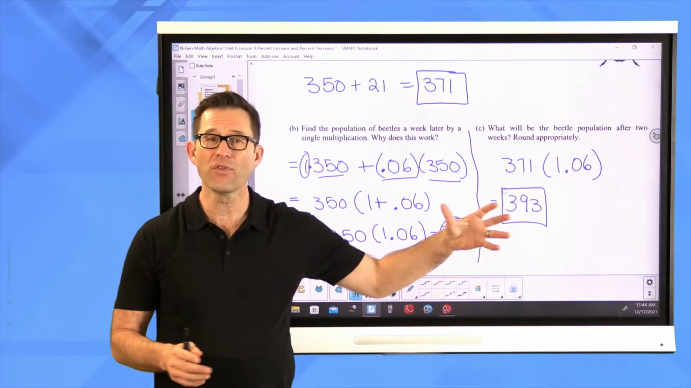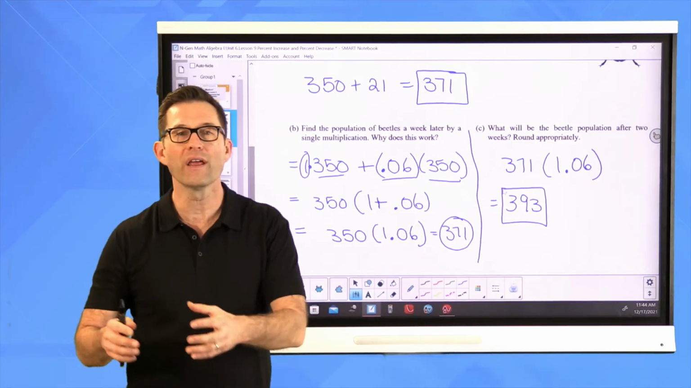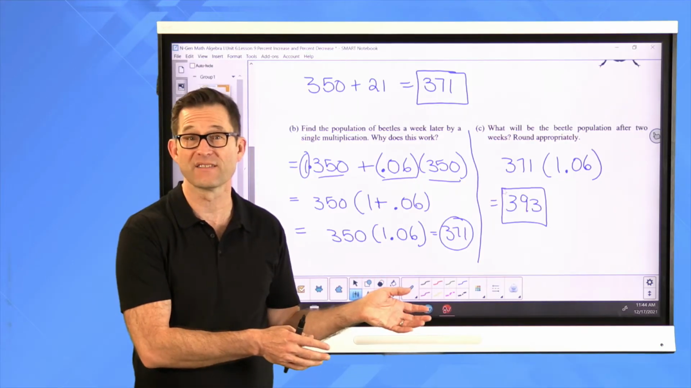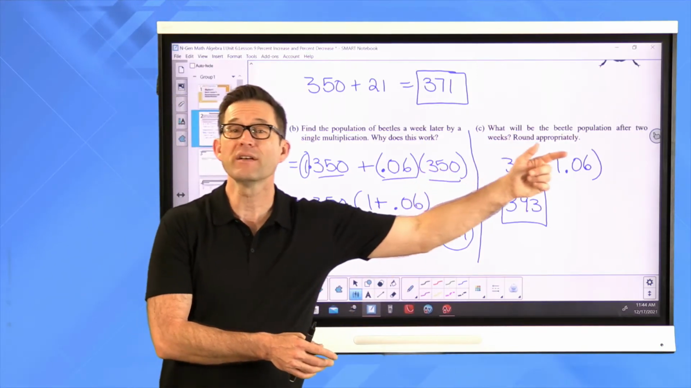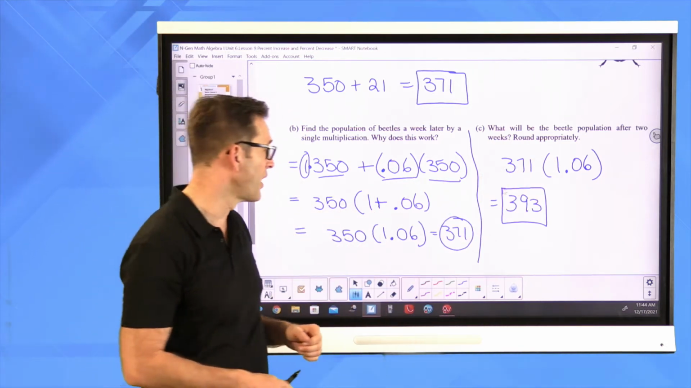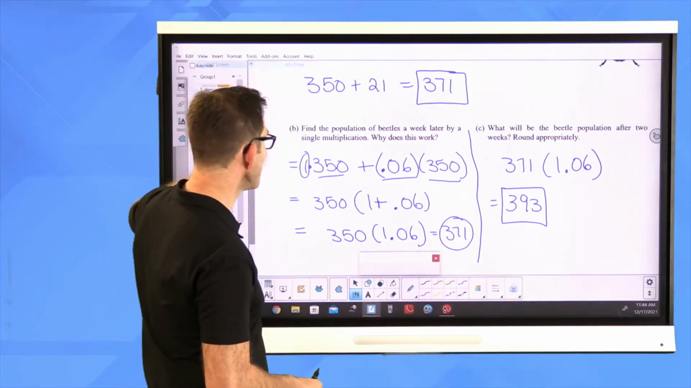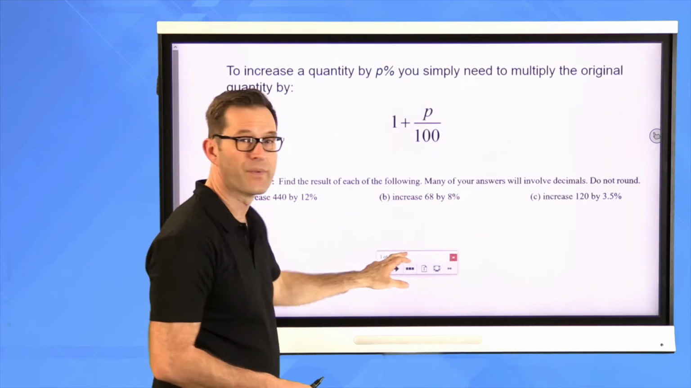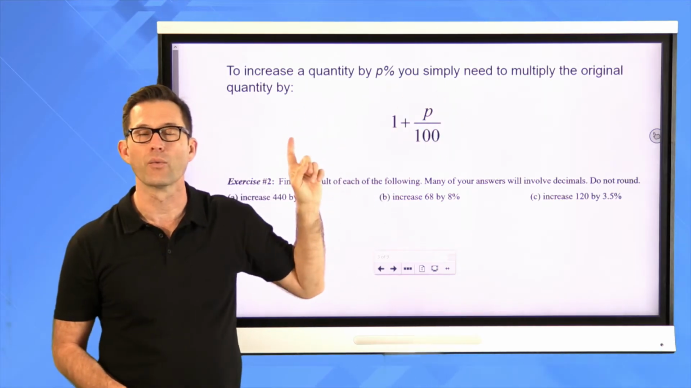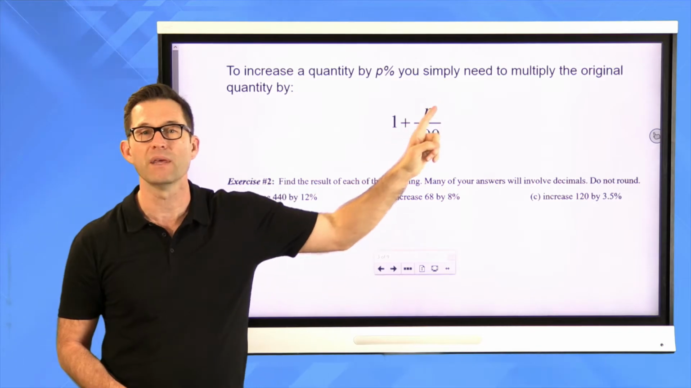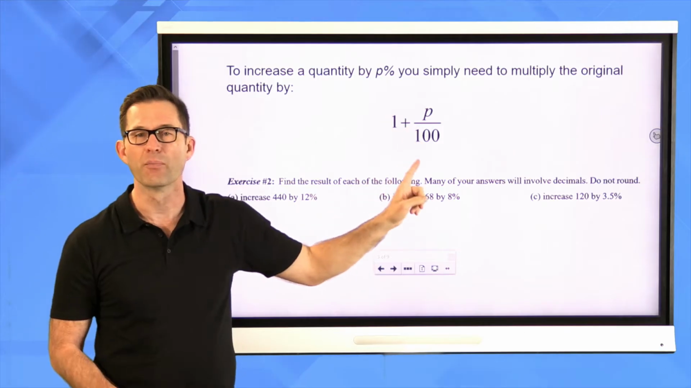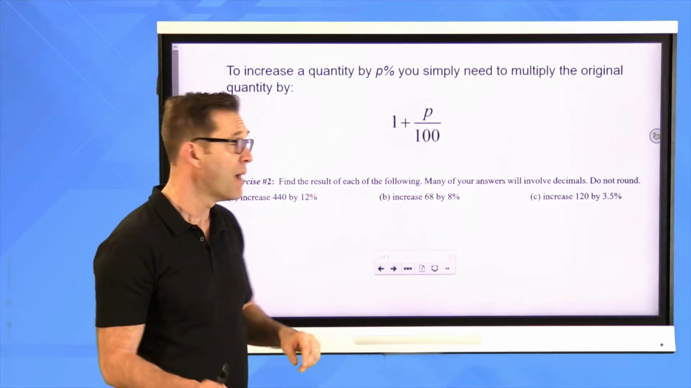And in fact, if you think about it, we're getting 106% of what we started with. We're getting 100% of what we started with, that's the 371, plus an extra 6% of what we started with. And that gets us up to 393. This is such an amazingly important idea. To increase a quantity by p%, you simply need to multiply the original quantity by 1 plus p over 100. And again, that p over 100 is that decimal version of the percent that we've been working with so far. Boy, this is simple, right?